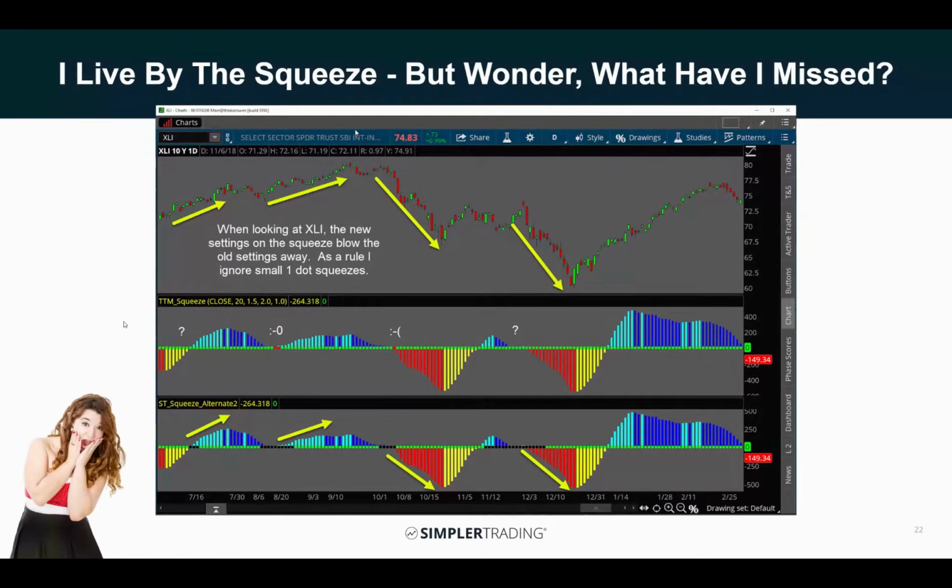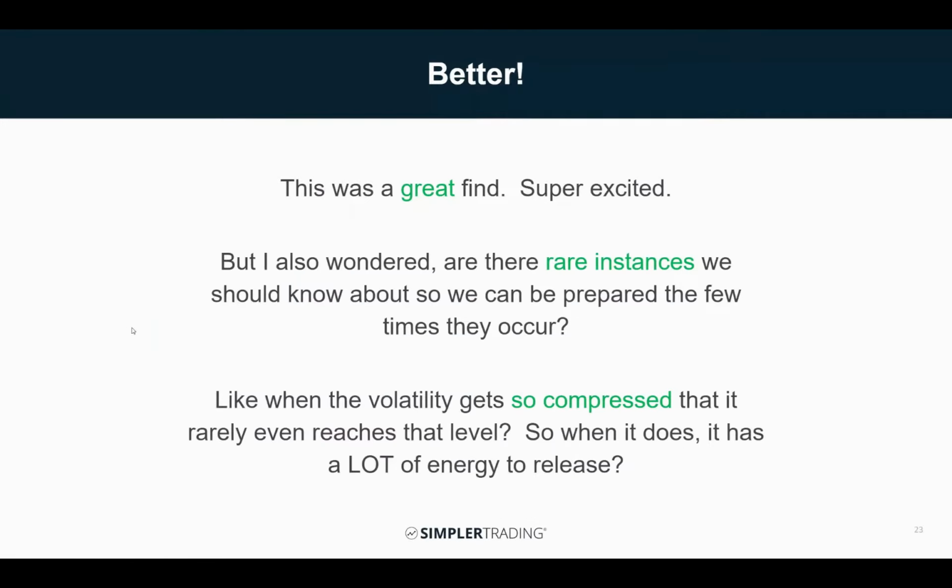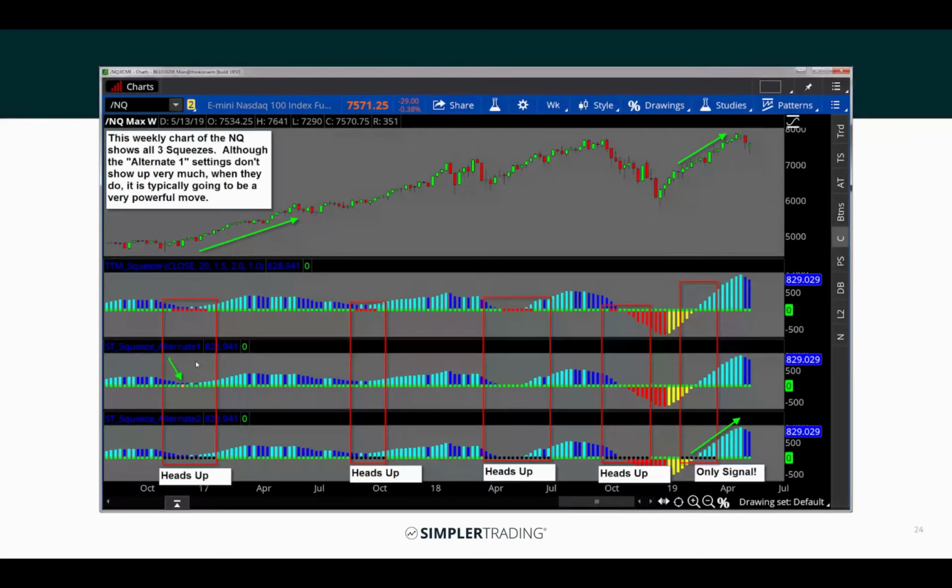So, woohoo, we got excited. And so this was a great find, obviously super excited about that. But I also wondered, are there rare instances we should know about so we can be prepared for when they occur? And what this means is yet a third setting, okay? So here's a weekly chart of the NASDAQ, okay? And now this middle setting here, you can see there's orange dot, okay? So you got red dots, which is the old setting, right? Old setting. This is the new one we just reviewed, and then this is kind of what I call super compressed. But when it shows up, you got to pay attention, because if that one also shows up, you're generally going to get a bigger move.